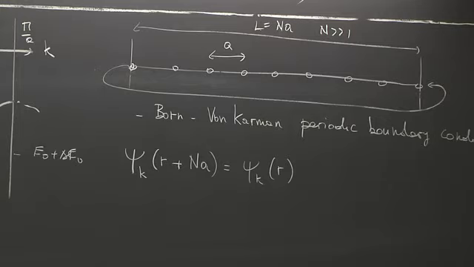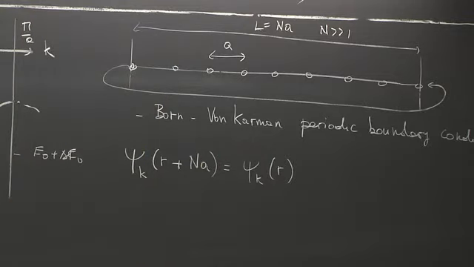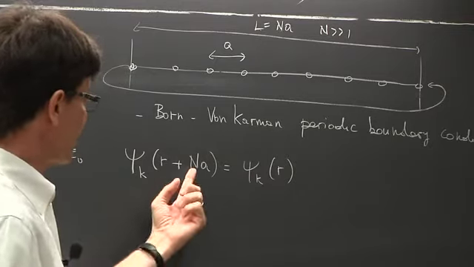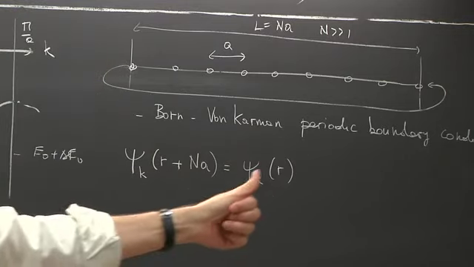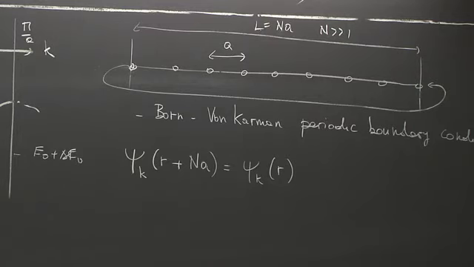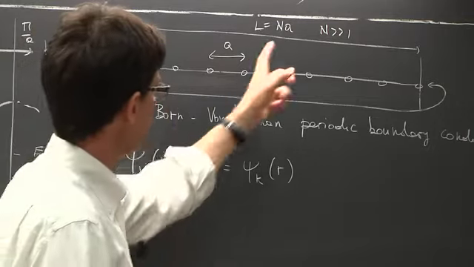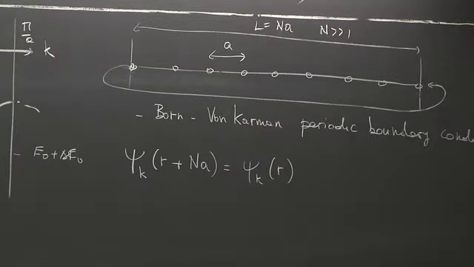Again, it's something artificial, something fictitious that we're just adding for the purpose of being able to count the states and the electrons. If we send n to infinity, this is totally irrelevant, because we are talking about an equality between wave functions at points located at infinite distances. So it's totally irrelevant for the physics of the problem. But if n is finite, it allows us to count states, because we are going to handle a finite number of atoms and a finite number of electrons.